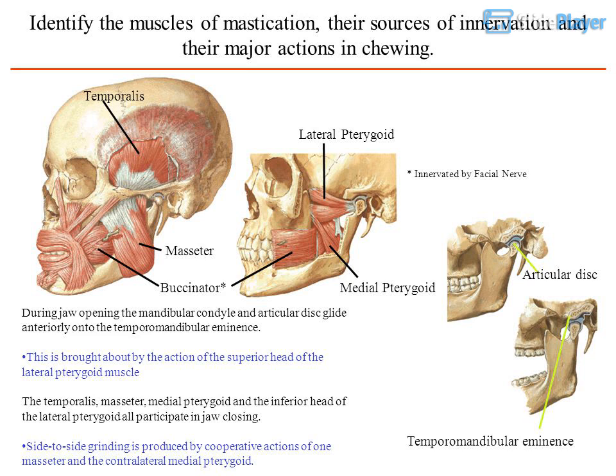The temporalis, masseter, medial pterygoid and the inferior head of the lateral pterygoid all participate in jaw closing. Side-to-side grinding is produced by cooperative actions of one masseter and the contralateral medial pterygoid.